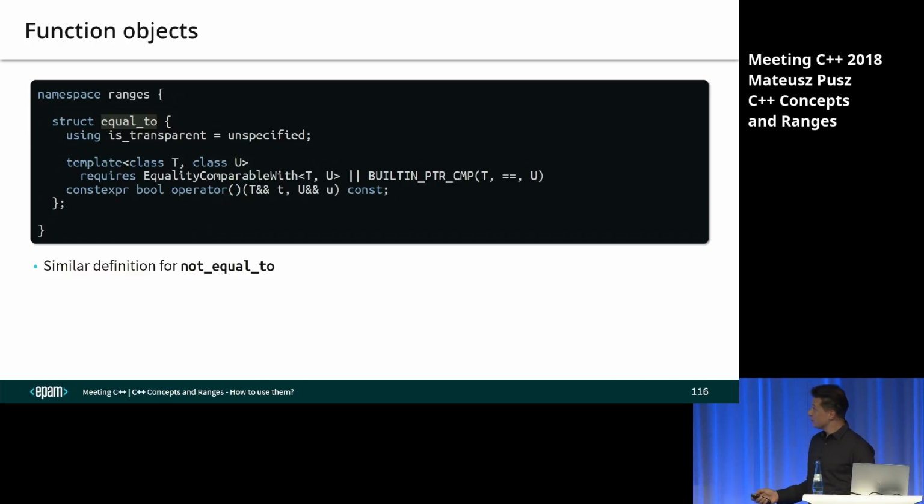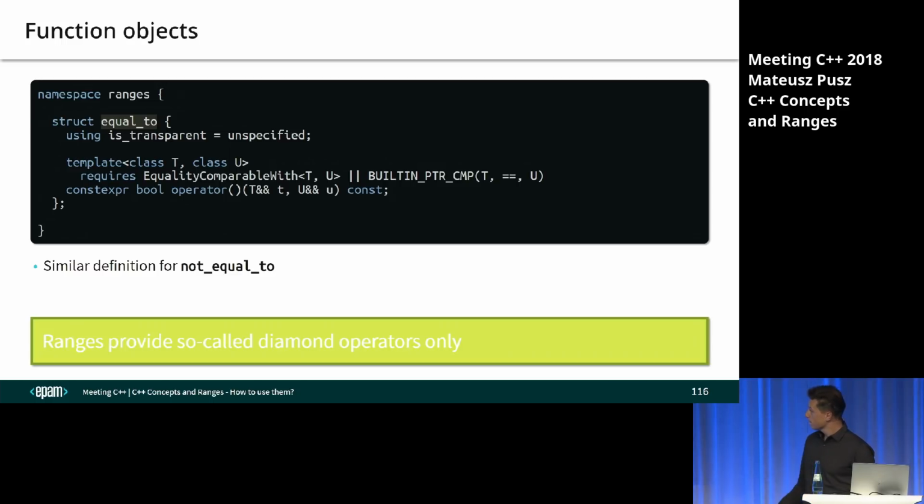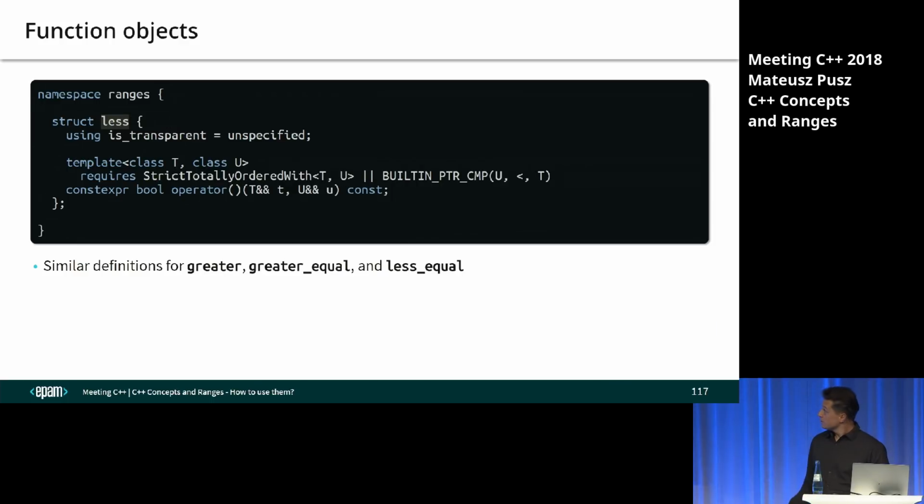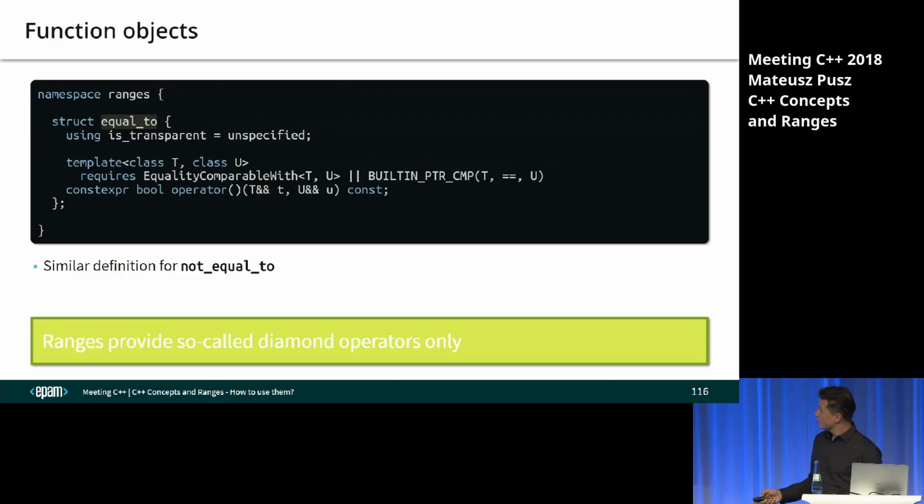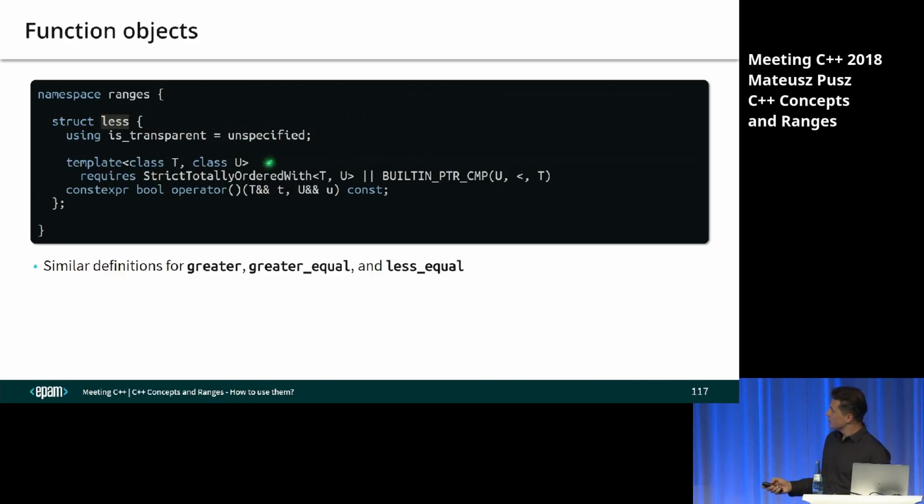A similar definition is provided for not equal to. Less is also transparent, but requires strictly totally ordered with. We have here equality comparable with for equality comparisons. Here we have strictly totally ordered, and the same is provided for greater, greater equal, and less equal.